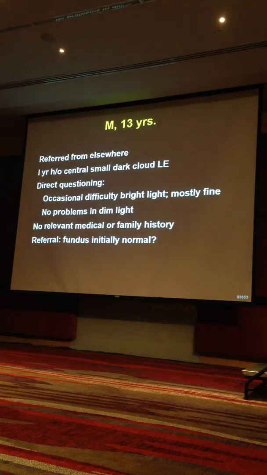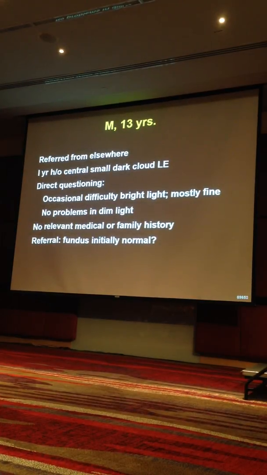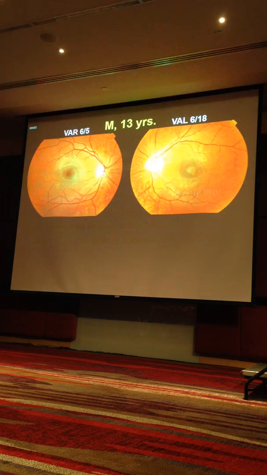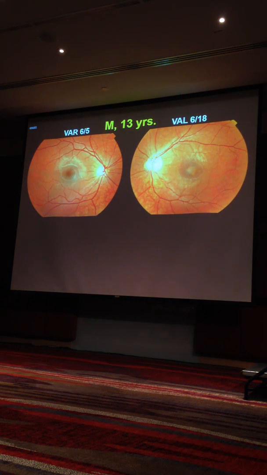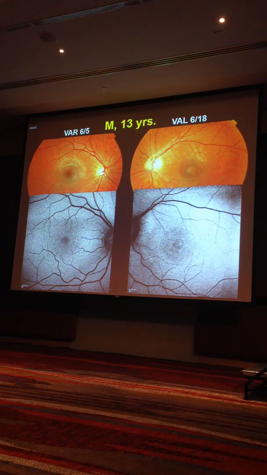This is a patient who's 13 years of age, comes in from elsewhere, said originally to have a normal macula, and comes in with a cloud in the vision of his left eye. On direct questioning, he's got occasional problems with bright light, but it's mostly fine. No relevant medical history. Fundus was said to be initially normal. When he comes to us, he's got a lesion which is clearly seen in the left macula. And then when you look at the autofluorescence, you can see it's a bullseye type lesion.